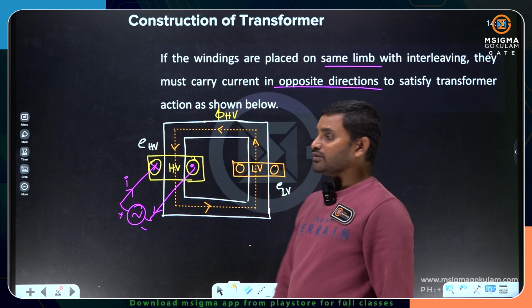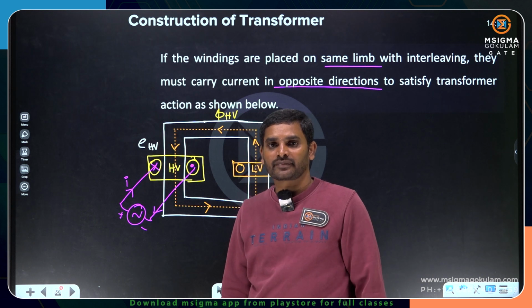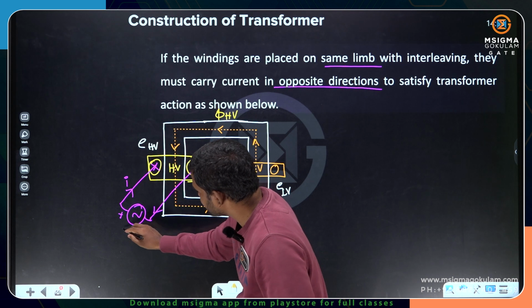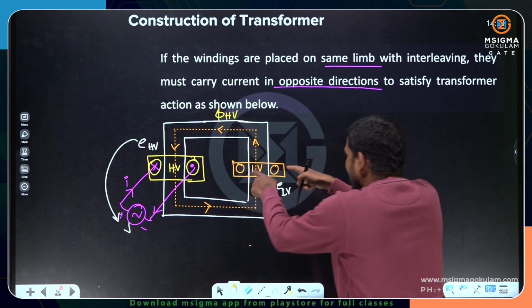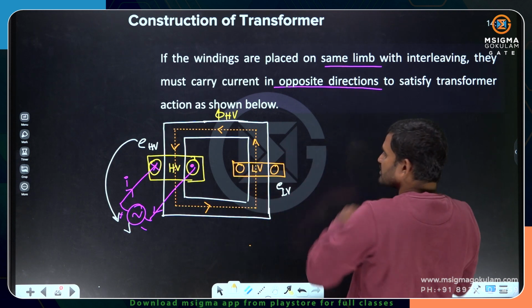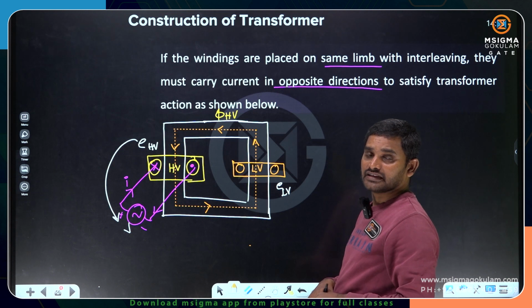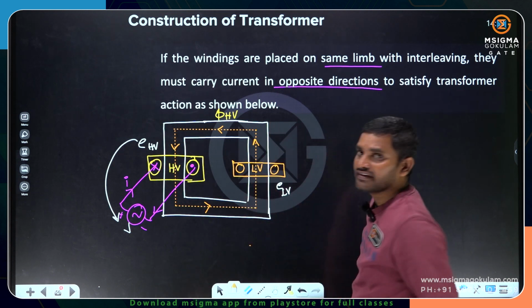Yes or no? Now the EMFs always should oppose the very cause of its production to satisfy the Lenz law. Here EMF will be induced in the winding and opposes the source. This EHV opposes the source. Now ELV, how can it oppose? We don't have a closed path. So you have to create a closed path. Then only EMF can drive the current, can produce the flux, and can oppose the very cause of its production.